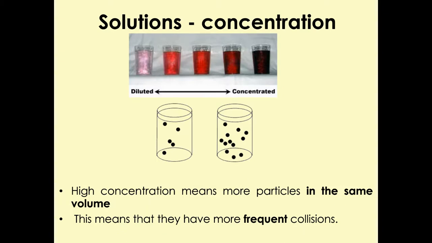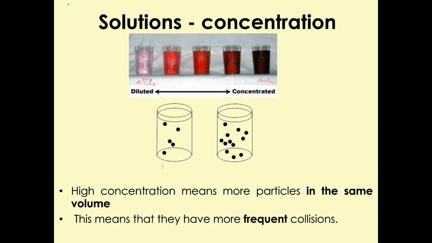Okay, so solutions is the same, except then we're talking about concentration rather than pressure. But it's exactly the same argument. These pictures show what looks a bit like some blackcurrant squash. If something's dilute and it's coloured, it's going to be pale, and if it's concentrated, it's going to be darker. And that's because there's more particles when it's concentrated.